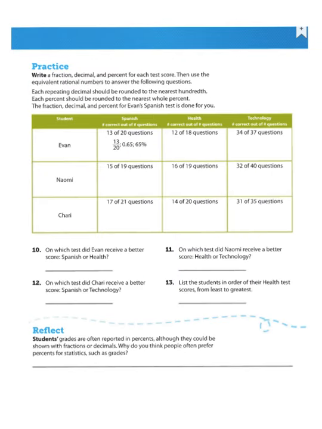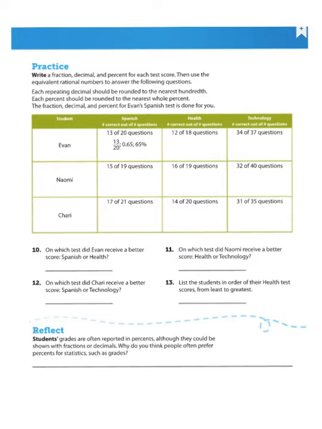Okay, on the table on this page, it wants us to do a couple of different things. It wants us to write a fraction, decimal, and percent for each test score. Then use the equivalent rational numbers to answer the following questions. So we have to fill out the table first, and then we'll answer the questions. So you see on Evan's Spanish quiz, there was 13 of 20 questions. So as a fraction, that would be 13 over 20. In their calculator, they took 13 divided by 20 and got 0.65, which is 65%.